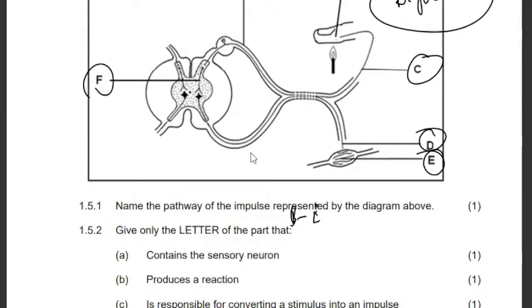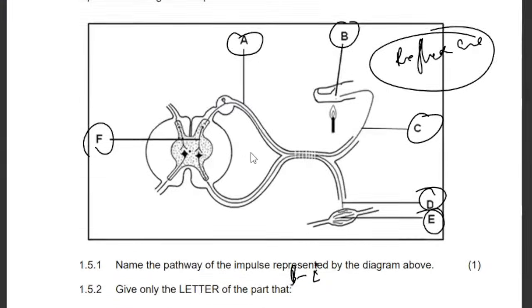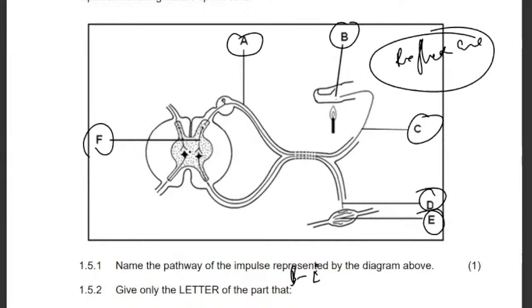They're saying give only the letter of the part that contains sensory neurons. Which part contains sensory neuron? Sensory neuron, sensory neuron. So basically, it's going to be C.